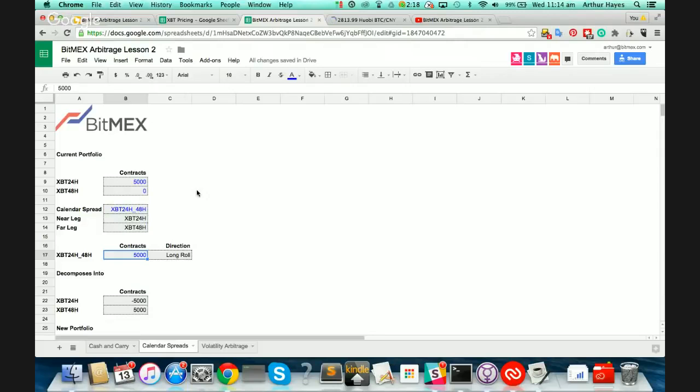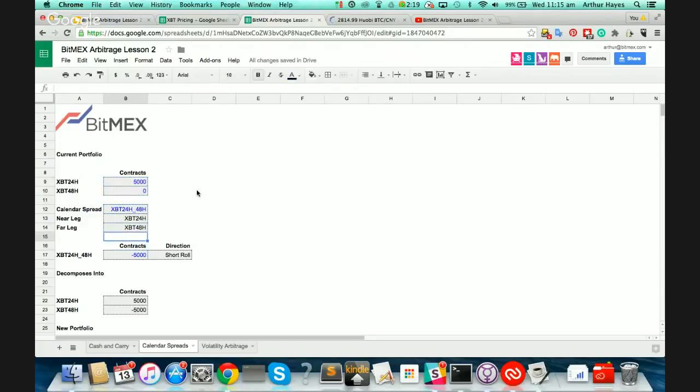Now let's say we go the opposite direction and we want to short roll. Now we are selling 5,000 contracts of the far leg and buying 5,000 contracts of the near leg. Now, our initial position is 5,000 contracts of the near leg or the daily contract. We want to be long 5,000 contracts of a 2-day contract because when the 1-day contract expires, we want to still have a position in futures contracts.